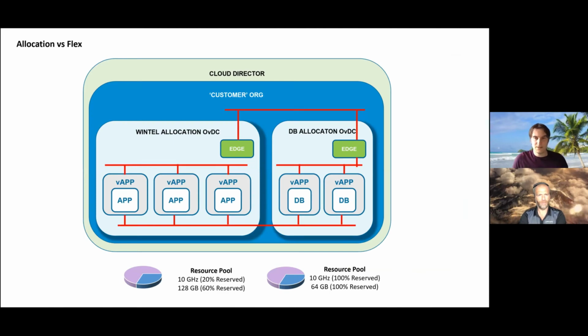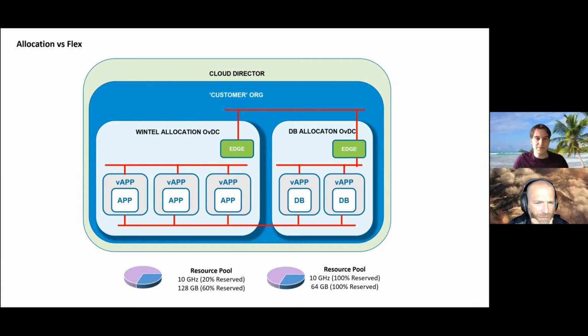So here's a more deliberate example of how this actually works. Here is a comparison, allocation versus Flex. On this screen, we're currently seeing your typical allocation OVDC. And this customer has 2 OVDCs. Why? Because they have 2 very different types of workload, 2 very different characteristics. On the left-hand side, your typical Wintel deployments, maybe there's a selection of applications in there.